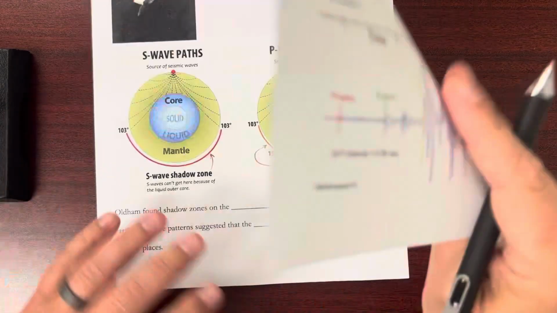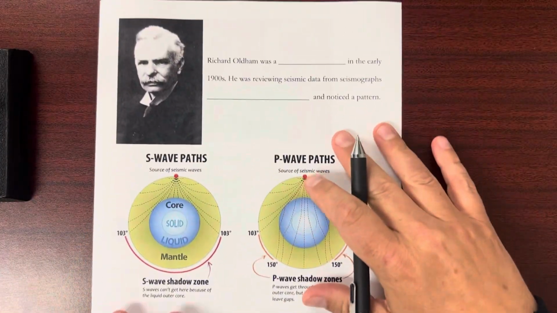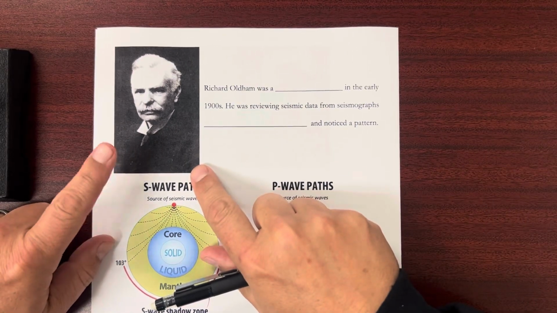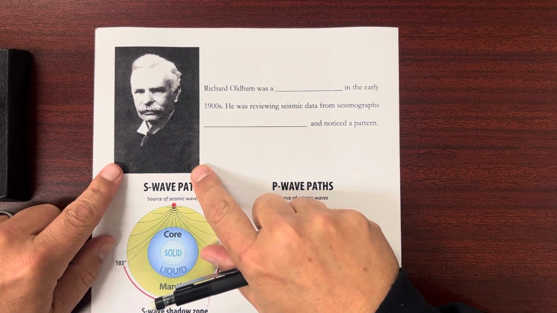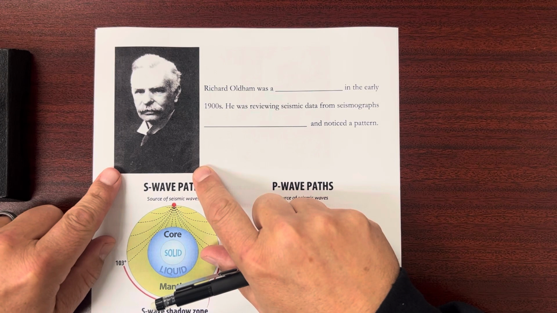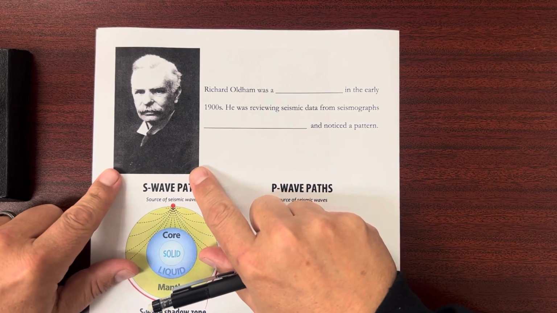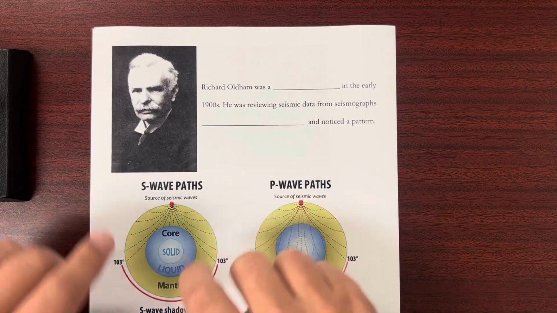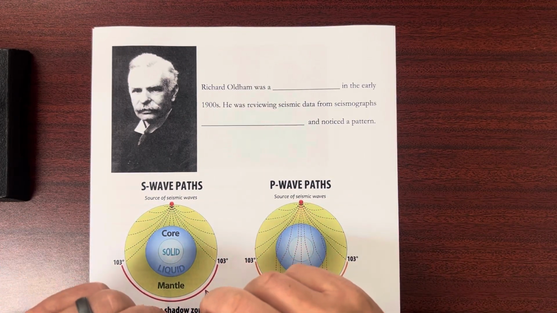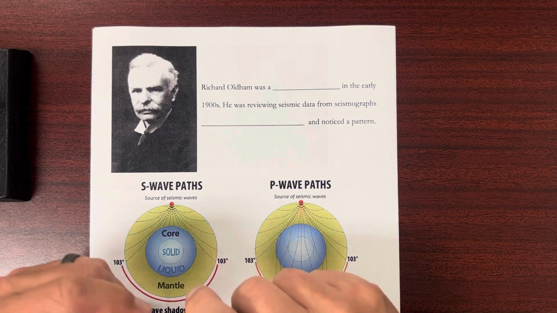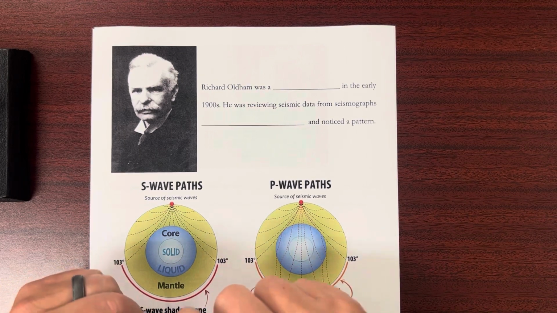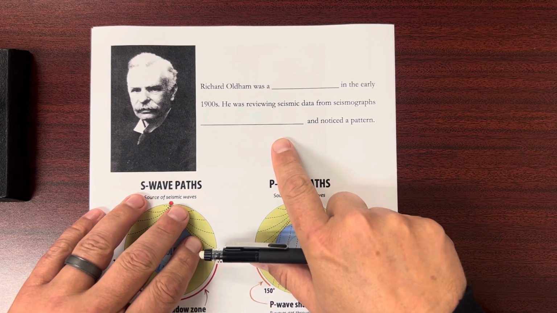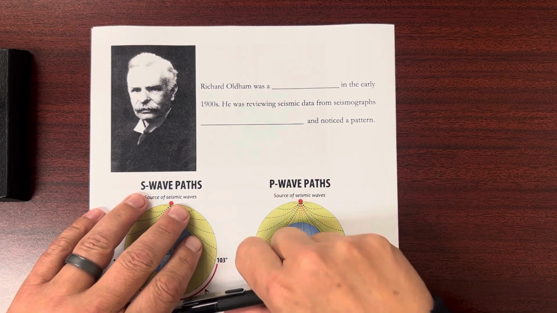All right, some more information about what we've learned from earthquakes. This old white guy with the mustache is Richard Oldham. Richard Oldham was a geologist in the early 1900s. And we're talking about him because he learned something about the interior of the Earth based on earthquakes. So he was reviewing seismic data from seismographs around the world and noticed a pattern.